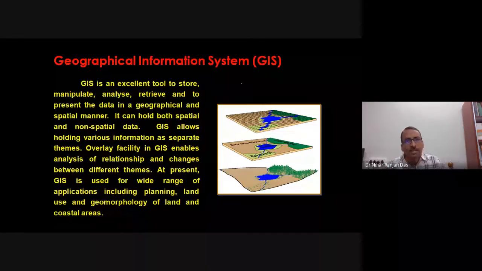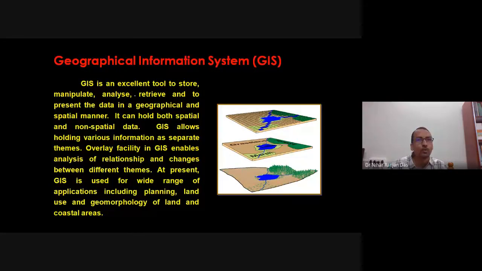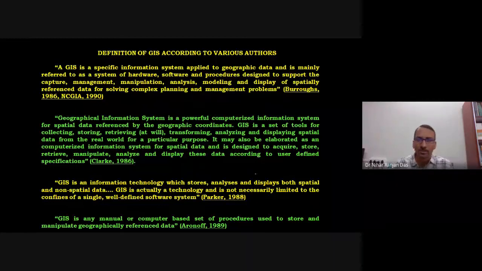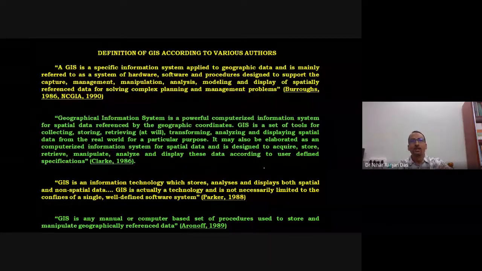GIS is an excellent tool to store, manipulate, analyze, retrieve, and present data in a geographical and spatial manner. It can hold both spatial and non-spatial data. GIS allows holding various information as separate themes. The overlay facility in GIS enables analysis of relationships and changes between different themes. At present, GIS is used for a wide range of applications, including planning, land use, and geomorphology of land and coastal areas. These are some definitions of GIS as per some famous authors.